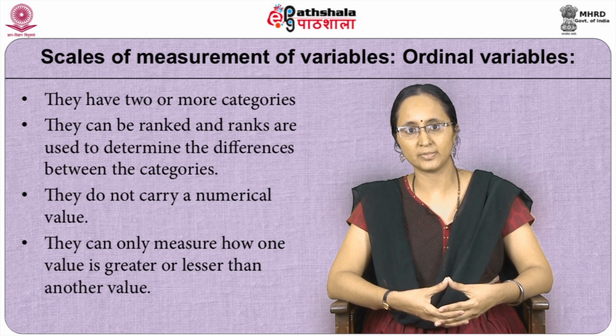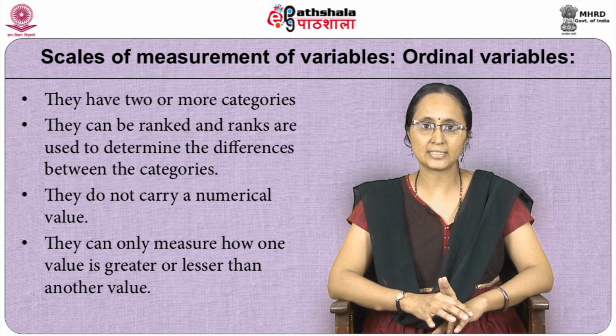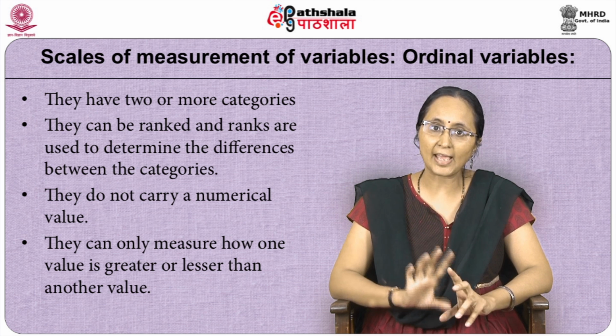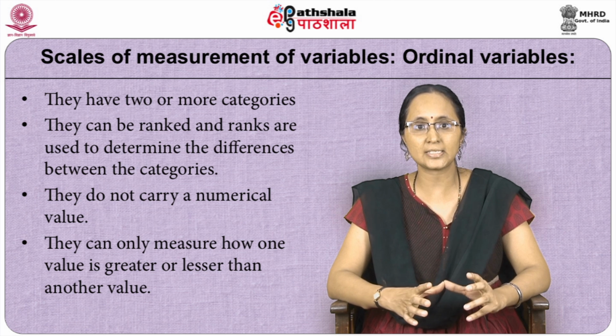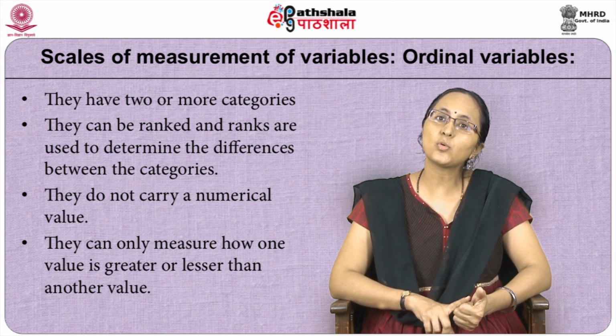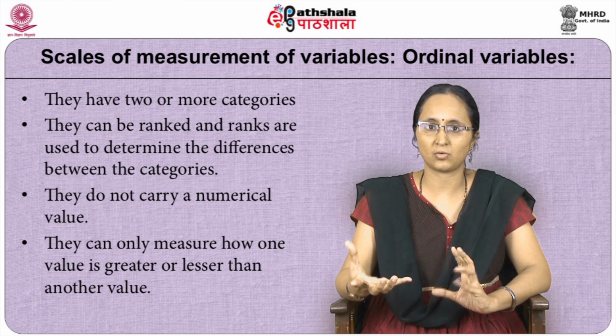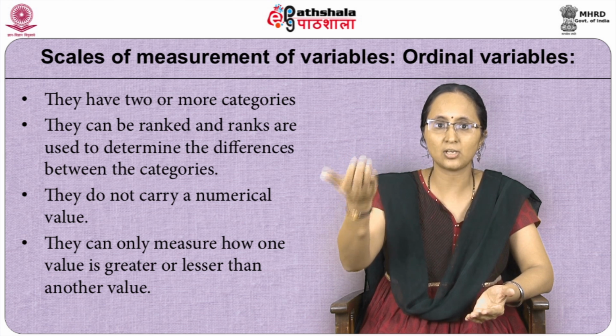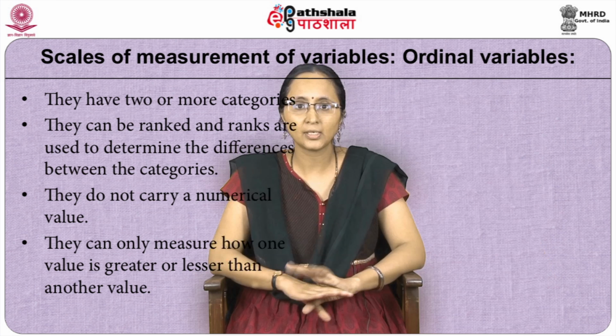Next category of variables are ordinal variables. These also have two or more categories, but they can be ranked, and ranks can be used to determine the differences amongst the categories. These are also non-numeric. They measure only how much greater or lesser one value is than another value. An example could be asking people how often they watch television. They choose from a series of responses: very often, frequently, sometimes, rarely or never.